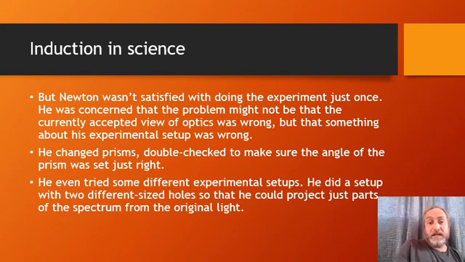And so he did all kinds of modifications. He used different prisms in case the issue was that he just had a messed up prism. He double checked and aligned the angle very carefully to make sure that was set up just right. He even did a totally different type of experimental setup, where he used two different size holes so that he could project the red light through. And in each case, he found that in fact his prediction was true, and that the old theory was wrong.